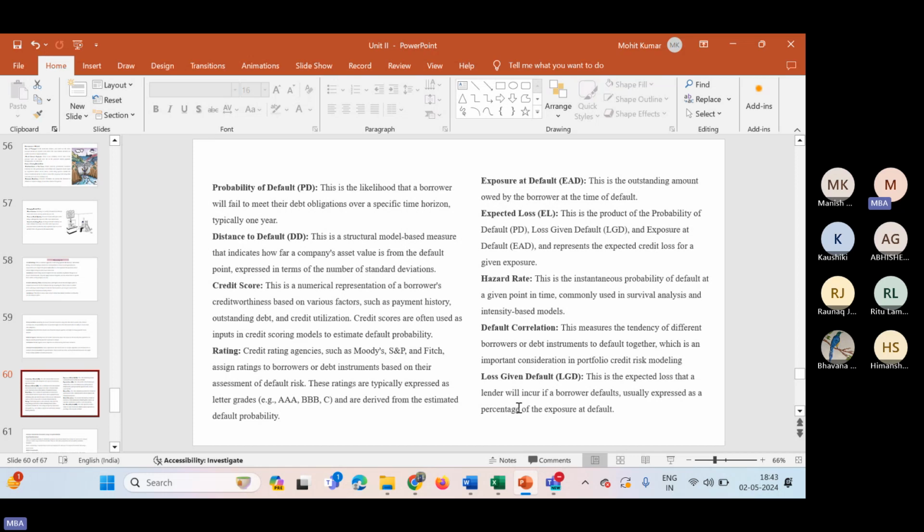Okay, then we have default correlation. What happens in default correlation? It may happen that one default may be correlated with other defaults in the company. Suppose a company is defaulting on bond A, how is it correlated that it may lead to the default of bond B also? This is also a very important thing to keep in mind.